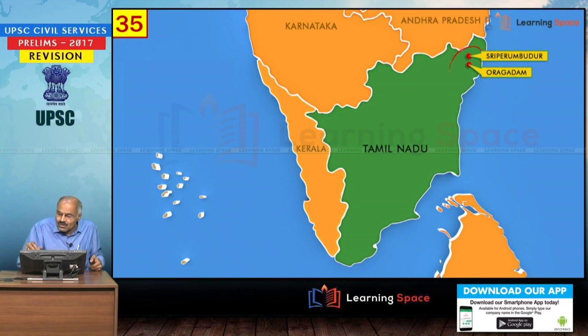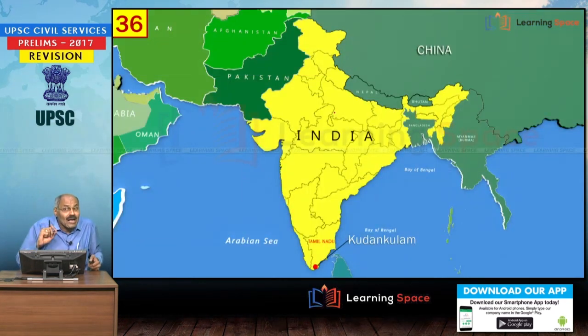This Sriperumbudur Oragadam is the industrial belt nearer to Chennai. So, in examination, because many automobile companies came up here, please do not forget this area. Sriperumbudur Oragadam belt, nearer to Chennai, is the industrial belt of Tamil Nadu. And Kudankulam nuclear power plant, all of you are familiar with. It is in South Tamil Nadu, built with Russian assistance.